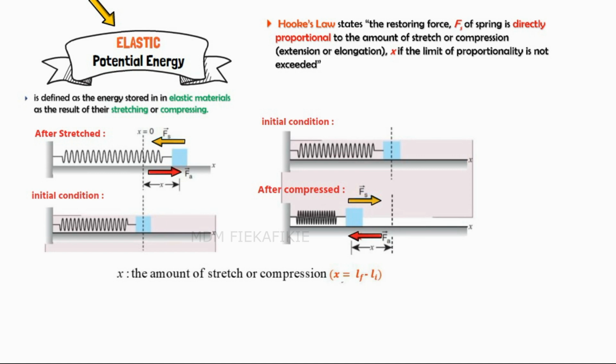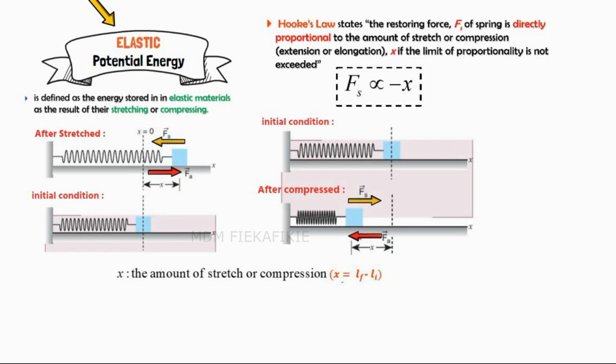Jadi situasi ini kita boleh kaitkan dengan Hooke's law, where Hooke's law states that force Fs of spring is directly proportional to the amount of stretch or compression, atau kita panggil sebagai extension or elongation X if the limit of proportionality is not exceeded. So, contohnya kita tarik spring itu lebih panjang, so the value of X is increasing, so means that Fs, the restoring force, also increasing since Fs is directly proportional to X but opposite direction.